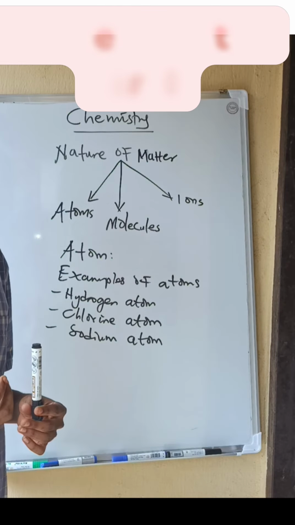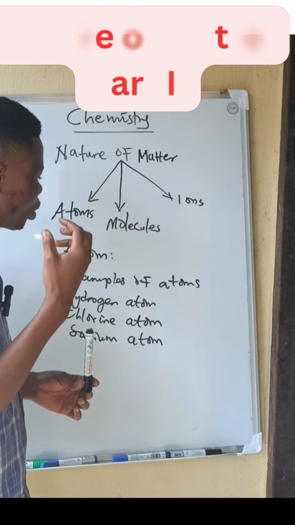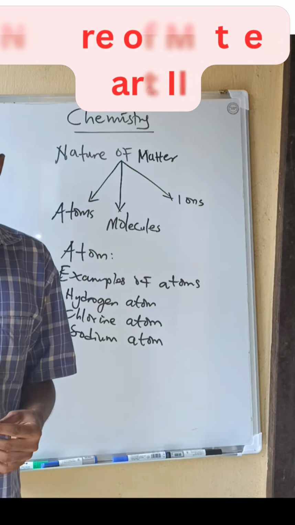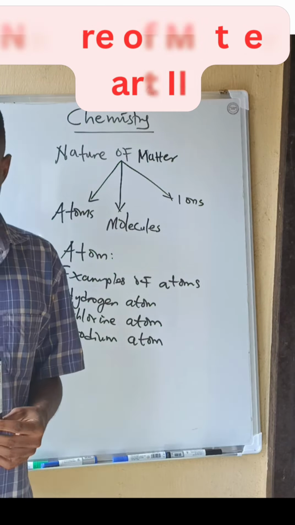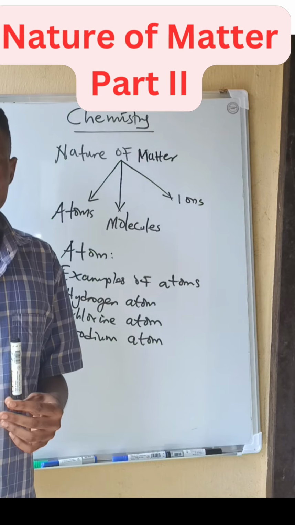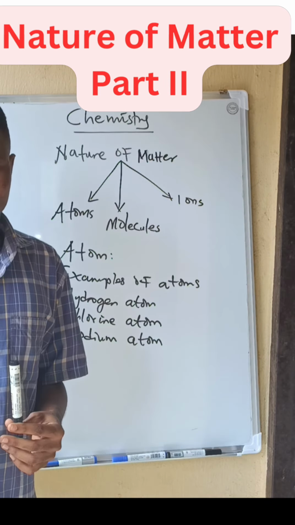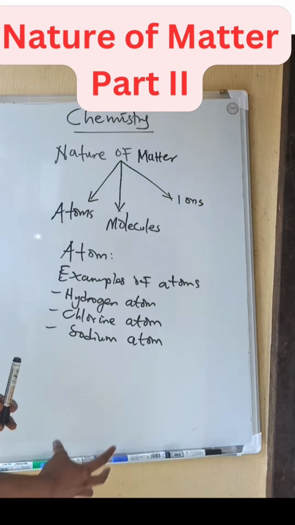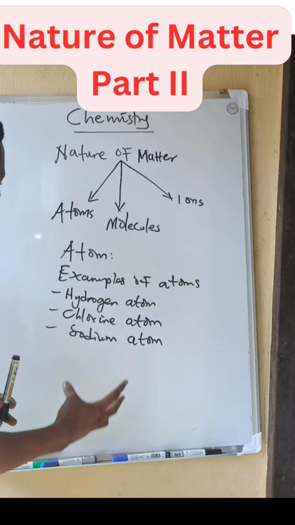What is a molecule? A molecule is the smallest particle of a substance that can exist on its own and also retain the chemical properties of that substance. So it means that when two atoms combine together, we now have what we call a molecule.